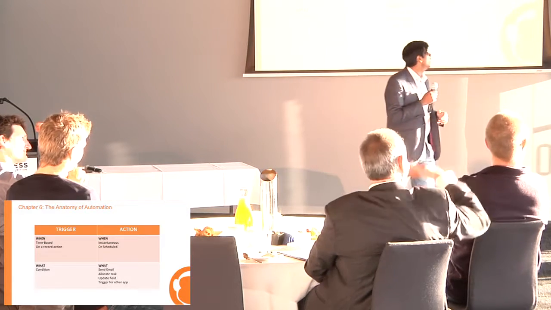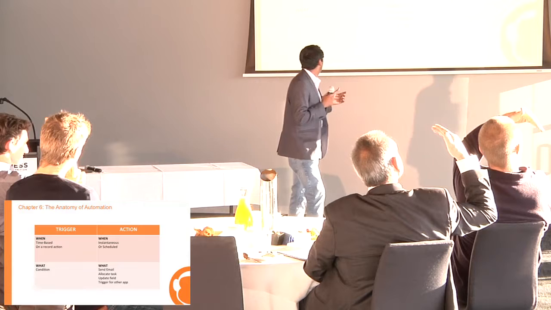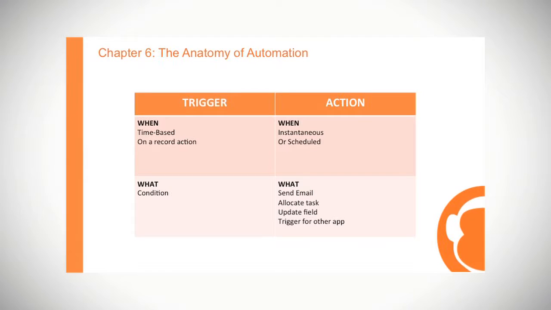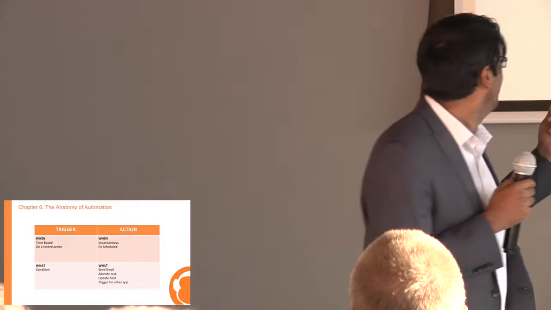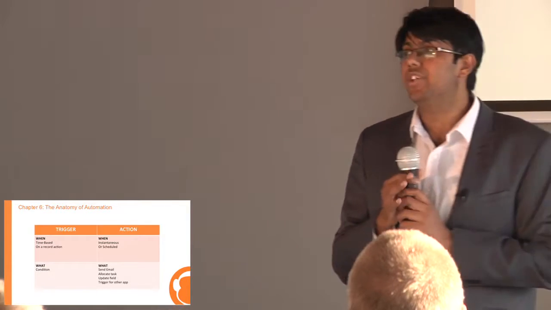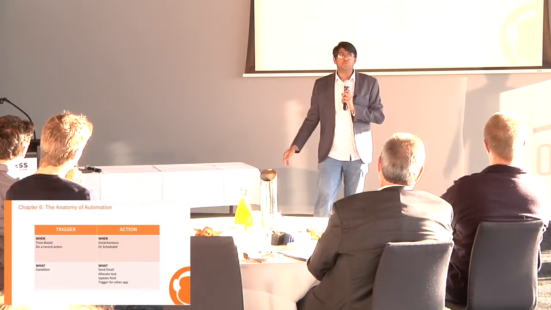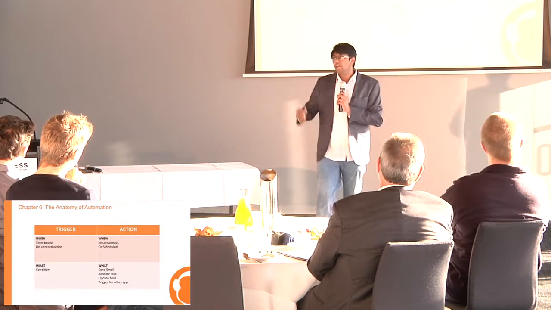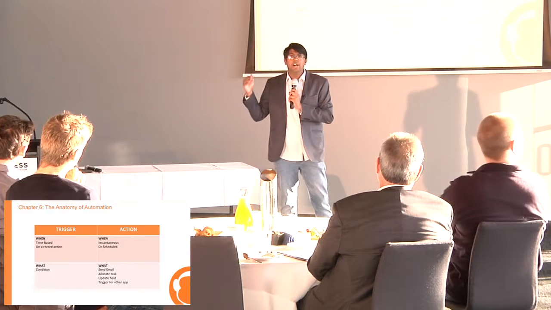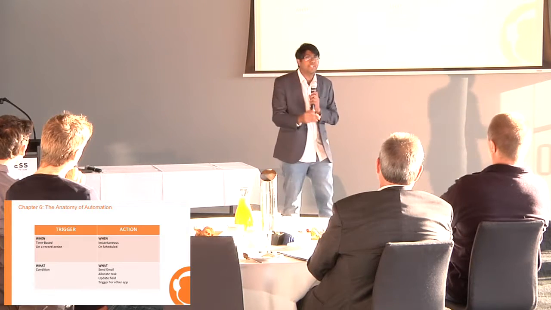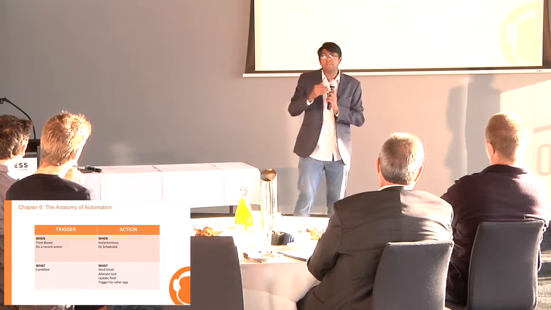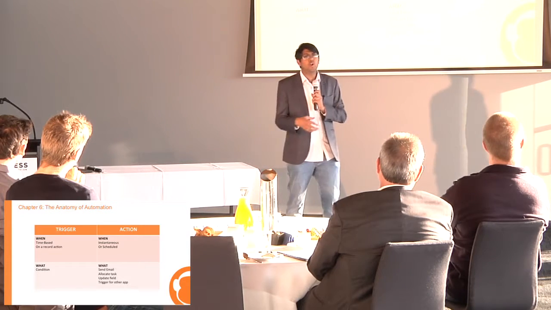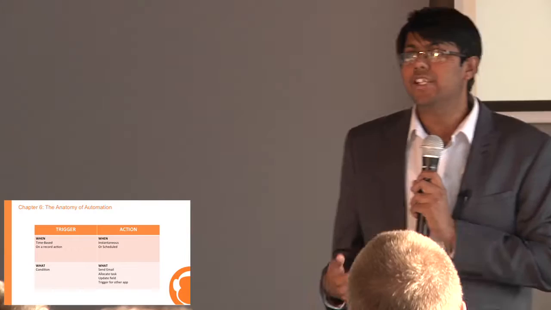It's just, well, the next part is the what. Now, what is important? What is the key or the heart of automation? What can you achieve through automation? And there are endless things that you can do through automation. So once you have triggered according to specific time and specific record action in specific conditions, what do you want that automation to do? And there are endless possibilities.